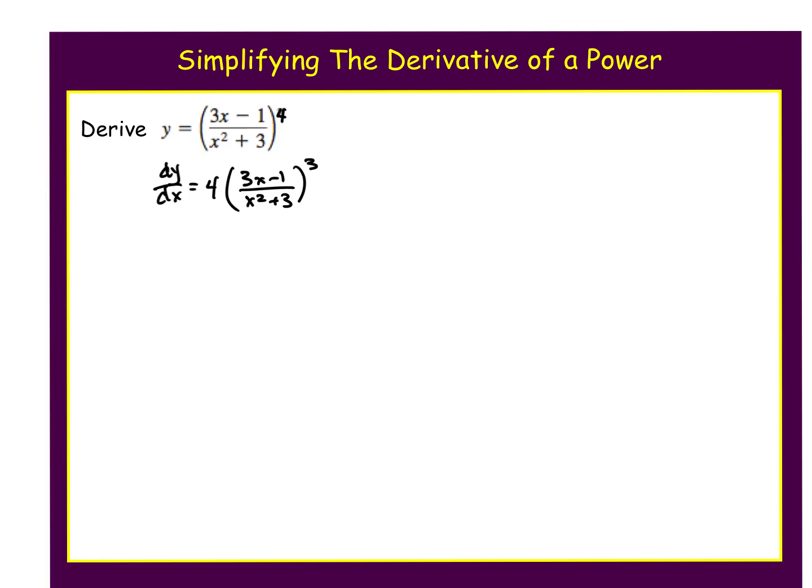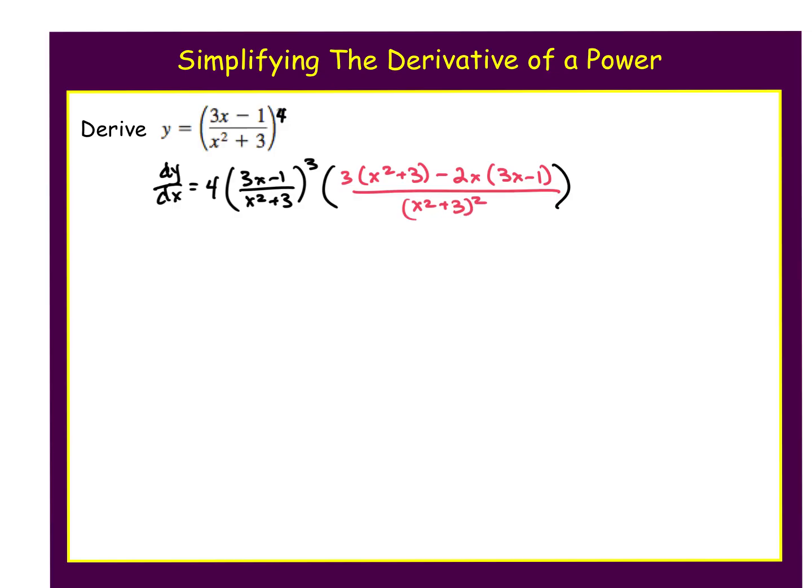So now I have to take the derivative of what? The inside, which is a quotient. So what rule do I have to use? The quotient rule. So how do we do the quotient rule? The derivative of the what? The top. So what is the derivative of the top? 3. So we got 3 is the derivative of the top, and then times x squared plus 3, and then minus the derivative of the bottom, which is 2x, and then times the top, which is 3x minus 1, all over x squared plus 3 quantity squared. All right.